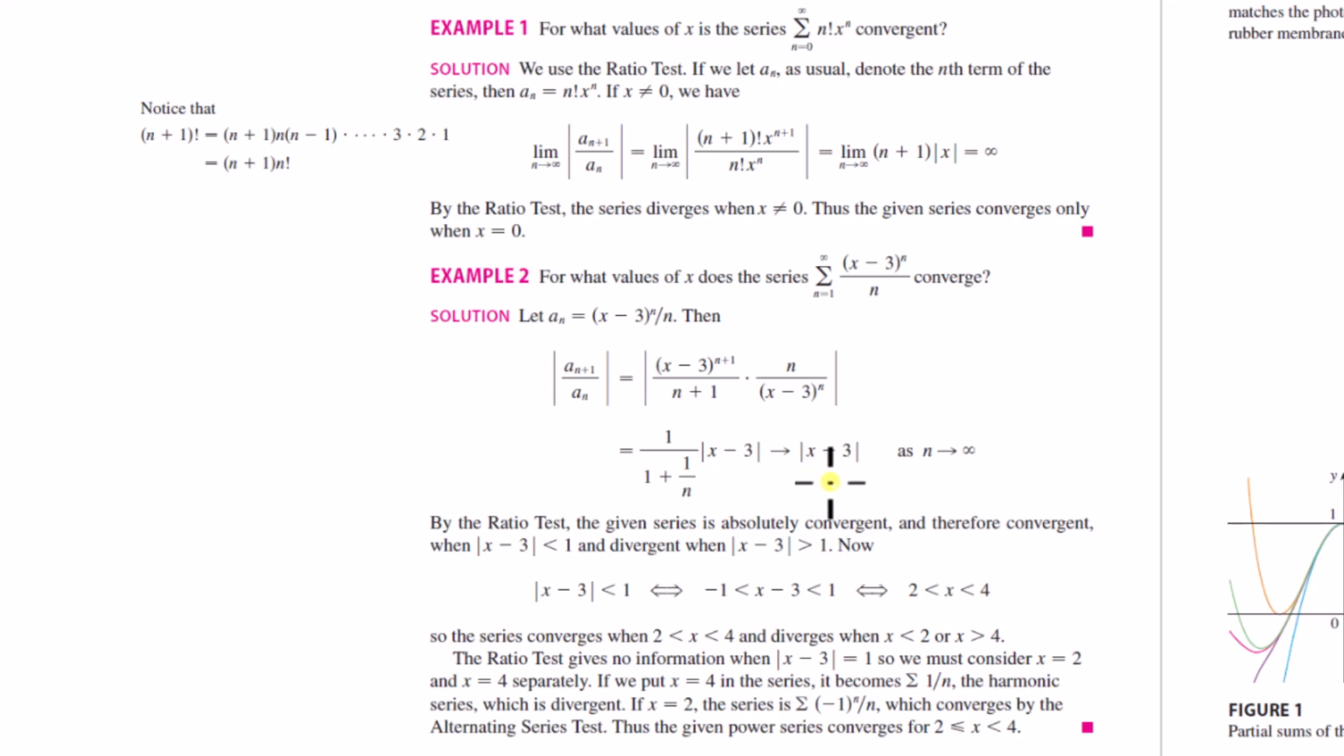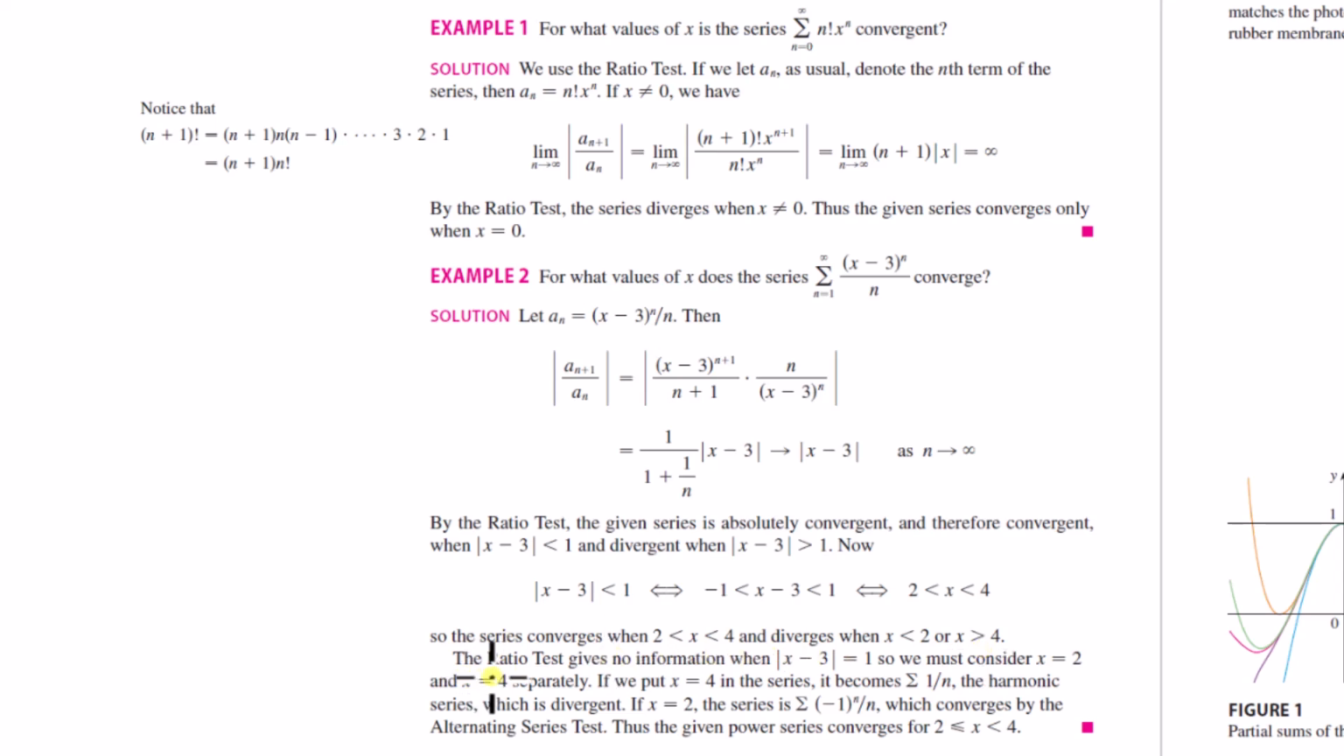This is the ratio test, though, so we need to solve for what values of x you get something that's less than 1. This is the limit of the absolute value of a sub n plus 1 over a sub n. So when that limit is less than 1, then the series converges. So this is an absolute value inequality, and solving it, we're going to work a bunch of examples, the series converges when x is between 2 and 4, and diverges when x is less than 2 or x is greater than 4.